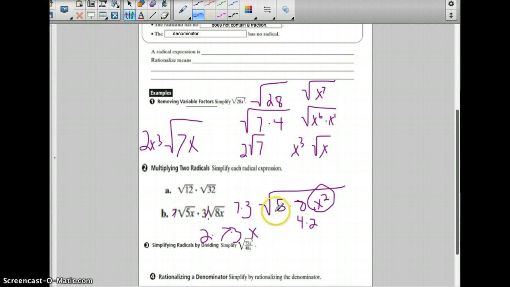So what's left inside the radical is the 5 and the 2 here, because I've taken care of that, and I'm left with 5 times 2, which is 10. And out here, I've got 2 times 7 times 3 times x. So that's 42x. So this simplified is 42x root 10.